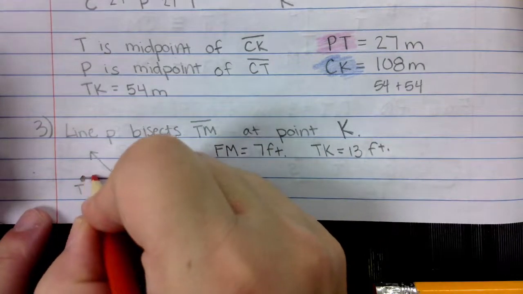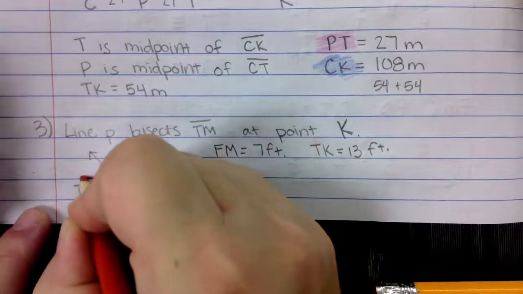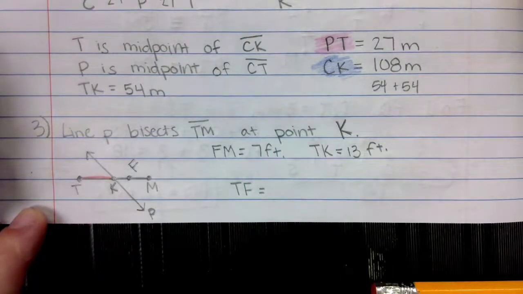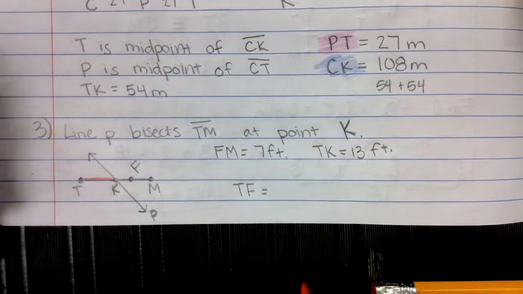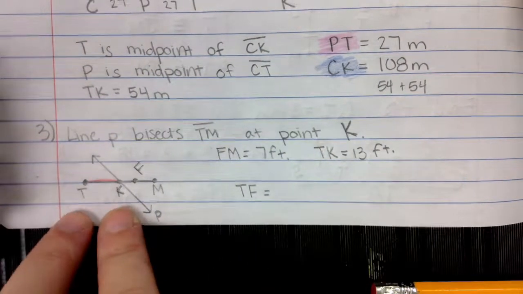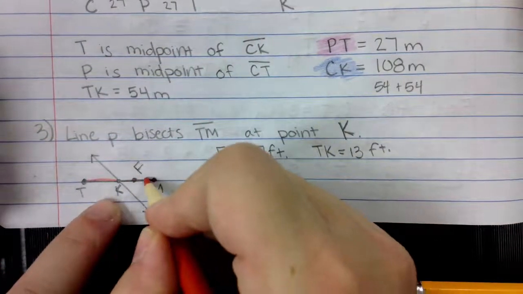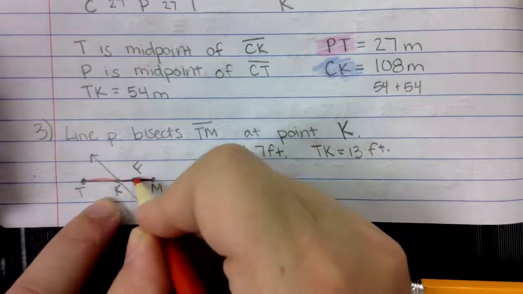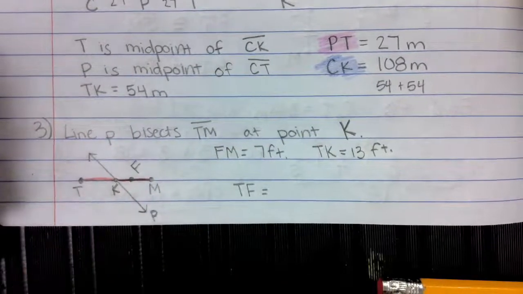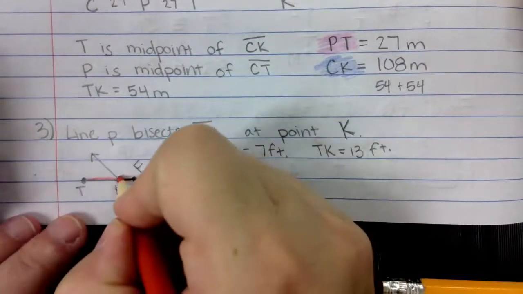Is that what it's asking us? Was the question find KF? Oh, so we're not quite done. Now what? Good. So we're going to make up T to F. 13 plus 6. 19 feet.